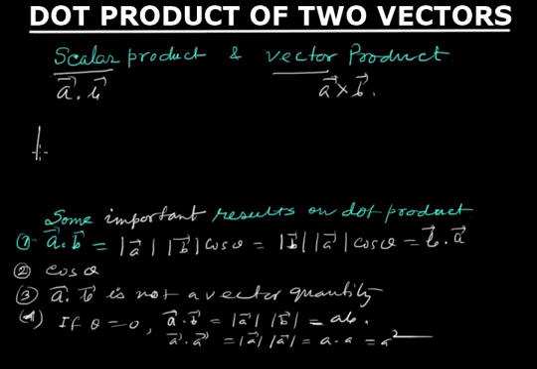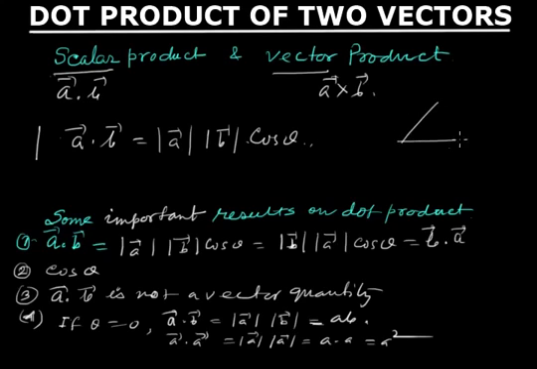A dot B, first we'll discuss the scalar product. A dot B we define as magnitude of vector A, magnitude of vector B into cos theta, where theta is the angle between the vectors A and B. And it is totally a scalar quantity. Later on we will discuss why this is scalar.